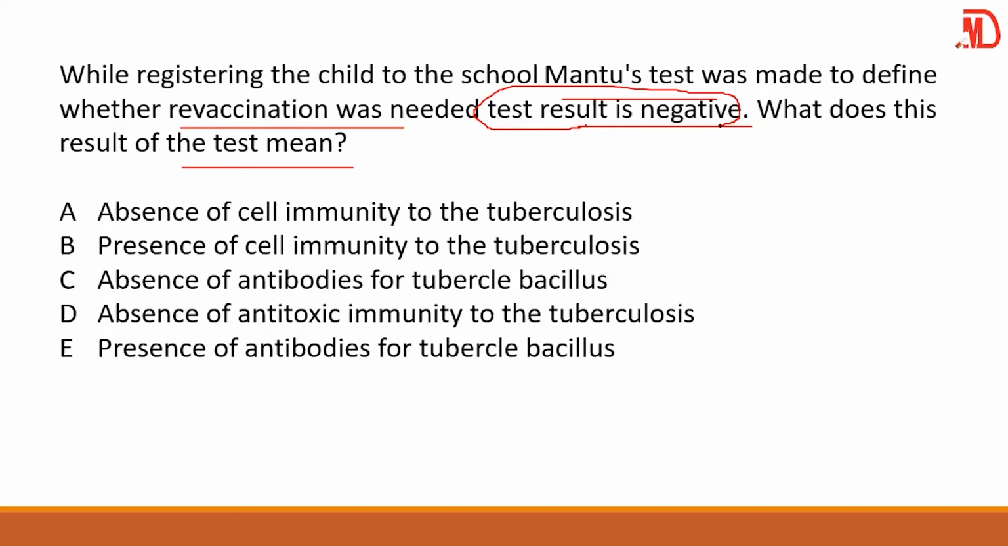Therefore, if the test result is negative, it means that there is no cell-mediated immunity to tuberculosis. If it's positive, there is a reaction: the cell is reacting to the antigen that is present. But it's negative, so there is no cell immunity towards tuberculosis. Your answer is the absence of cell immunity to tuberculosis. So your answer is A. All right.